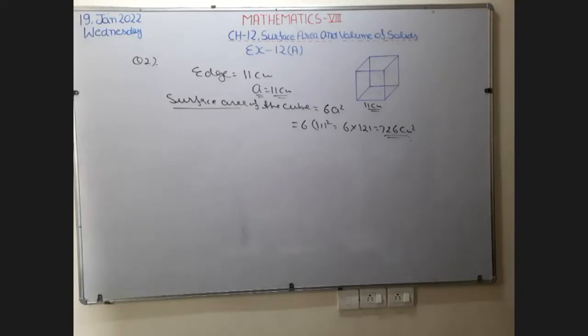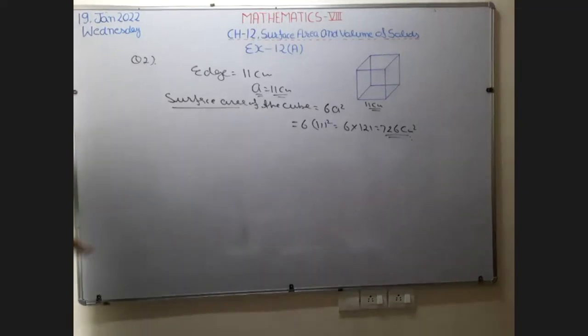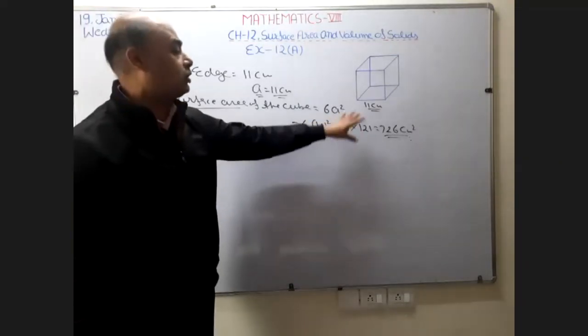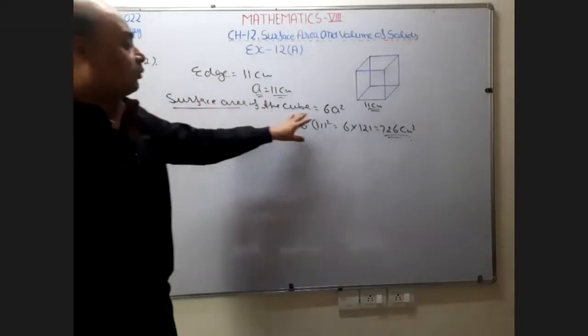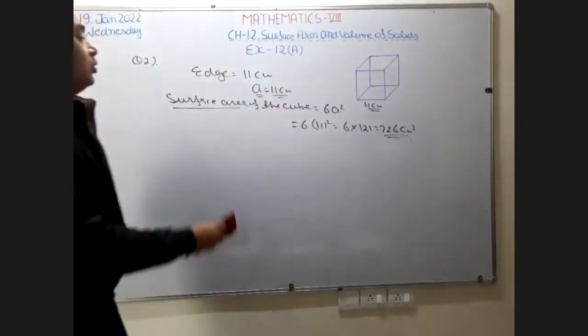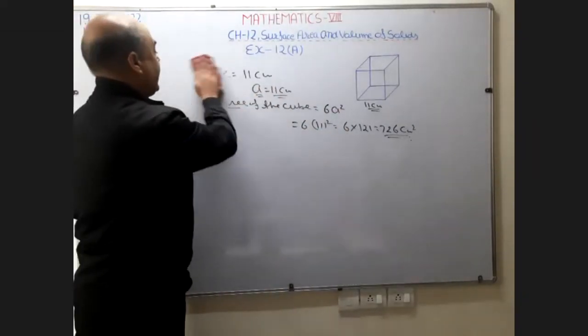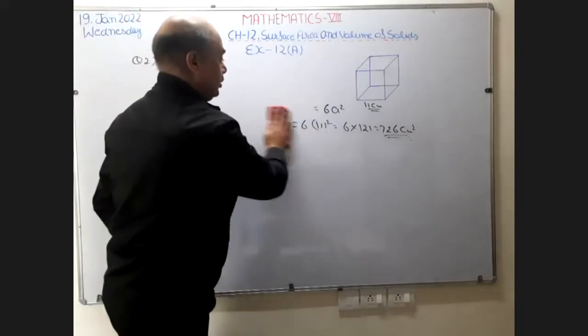Now check the next question. This is a very simple question. All questions are going to be very simple, beta, if you have learned this formula. After writing the formula, you have to substitute the values, whatever is given. So try to learn the formula first.